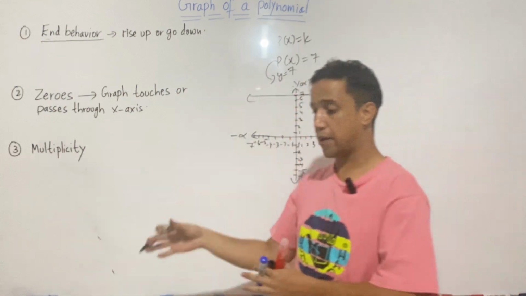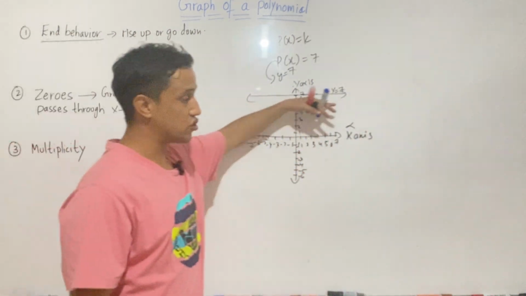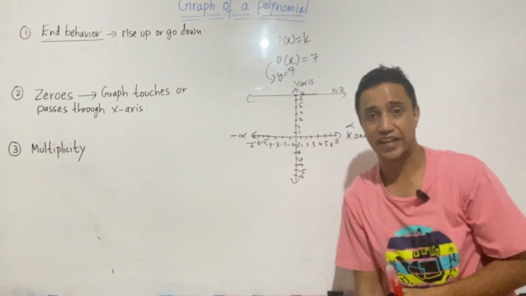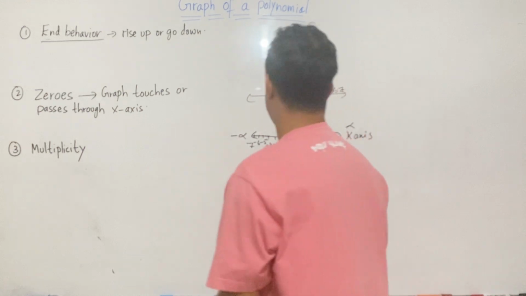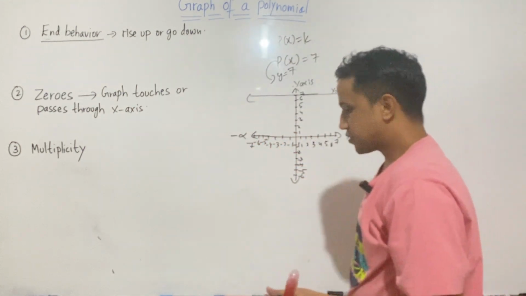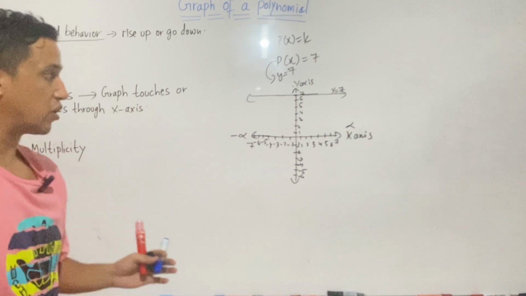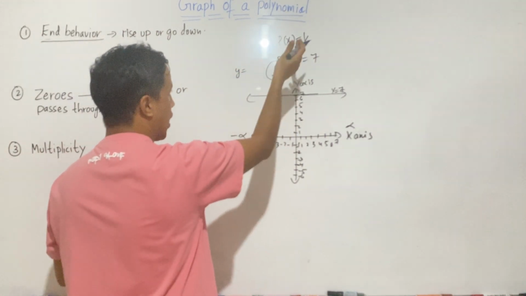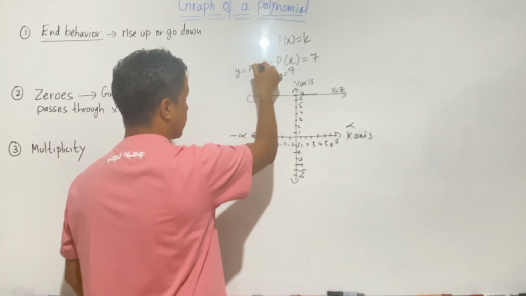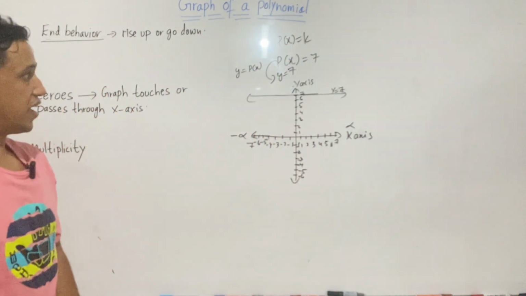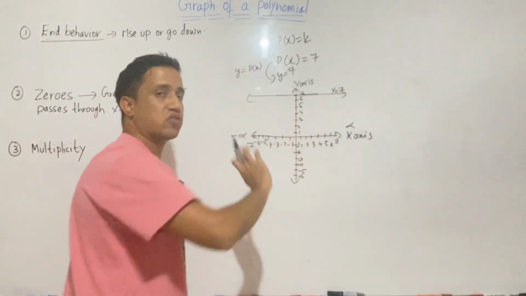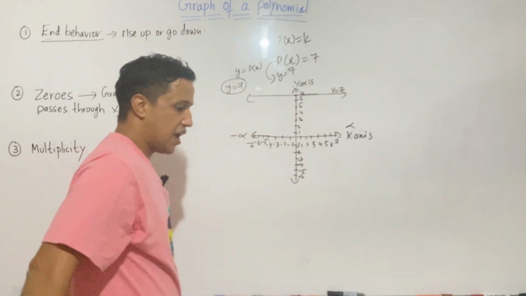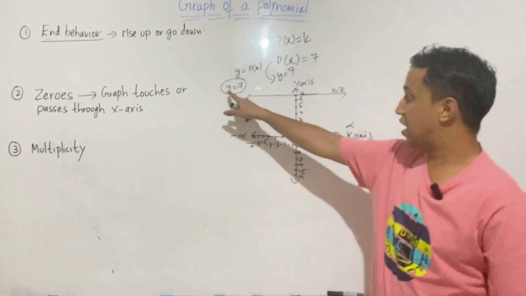So here always remember we do not have any zeros, and the graph is always a straight line. See here, this is the graph for y is equal to p(x), and p(x) was a constant value, so y is equal to 7, right? Now, this is the graph of y equal to 7.